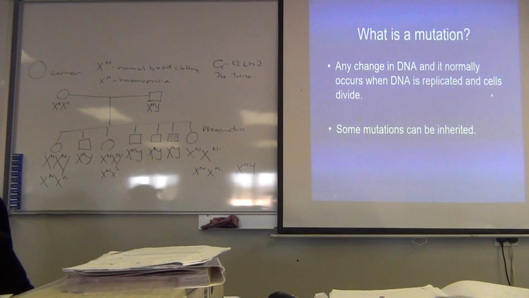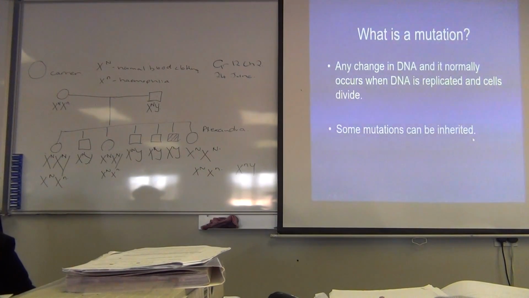Any change in DNA is a mutation, and it normally occurs while DNA is being replicated and when cells are dividing. So active tissue, where there's a lot of cell division, is more likely to have mutations than cells that are not actively dividing, like somatic cells that will never divide again.